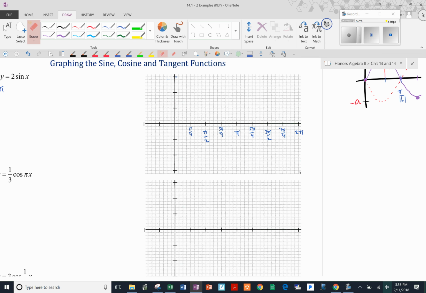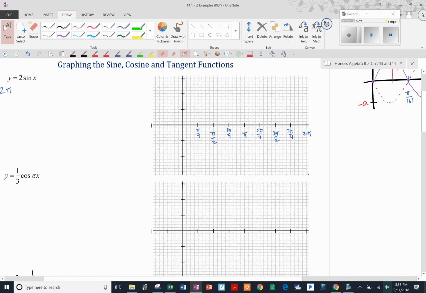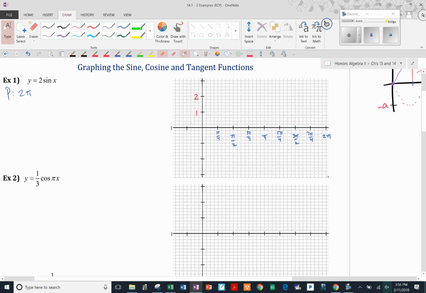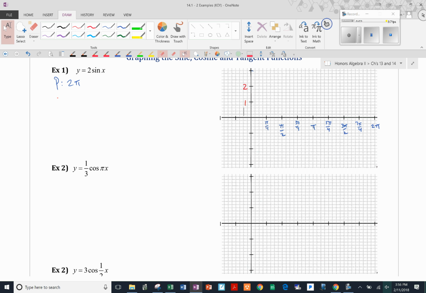So what I'm going to do is put 2 on our y-axis right there. There's 1 and 2. And the reason why I want to know where 2 is is because that's the a value. Since a is 2, the amplitude is 2. So we know that this is going to have a maximum value of 2. And we did this in class.